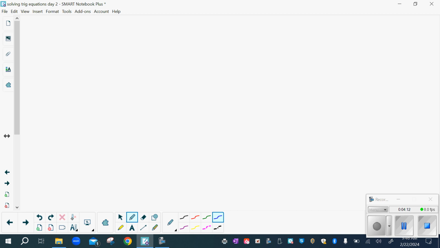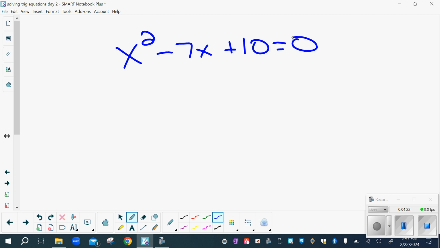Okay, 3-parters. Last one, best one. 3-parters. You guys know how to do this. X squared minus 7x plus 10 equals 0. How do I know it's a 3-parter? Because guess what? It has 3 parts. It's got an x squared, it's got an x, and it's got a number. That's not 0. So it's x factoring.